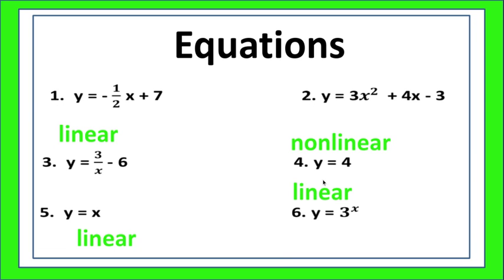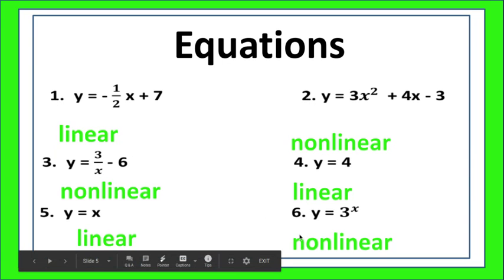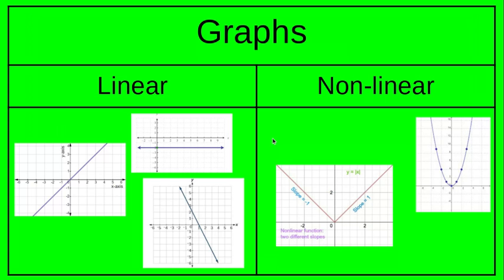Totally out of order, but that's okay. Number 4, y equals 4. This is going to be one of those horizontal lines. It's linear. y equals 3 over x minus 6 will be nonlinear. We have that variable in the denominator. That variable will change constantly. Therefore, it's not a constant, so it graphs nonlinear. And finally, y equals 3 to the x power is also nonlinear because our exponent is a variable. It's forever changing. It's going to be something other than 1.